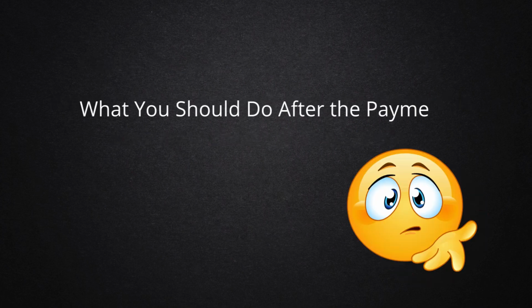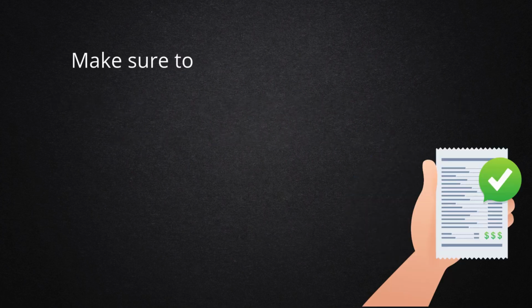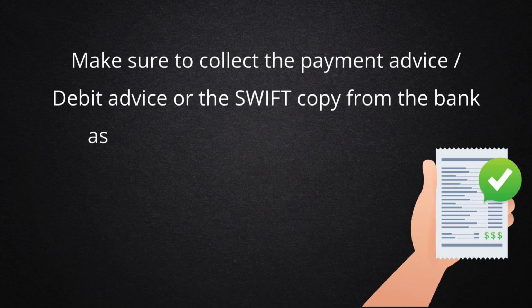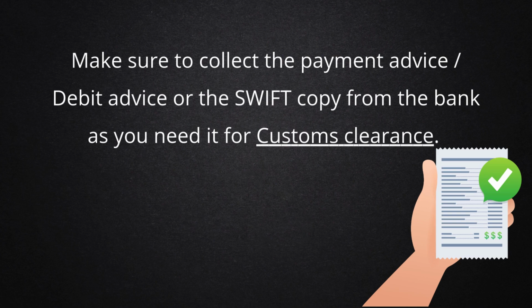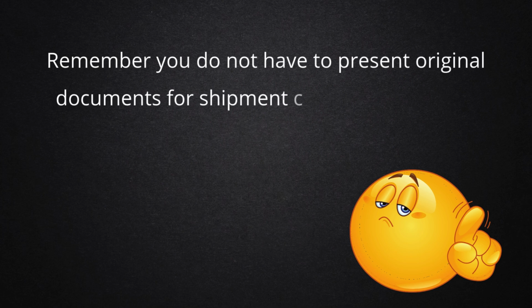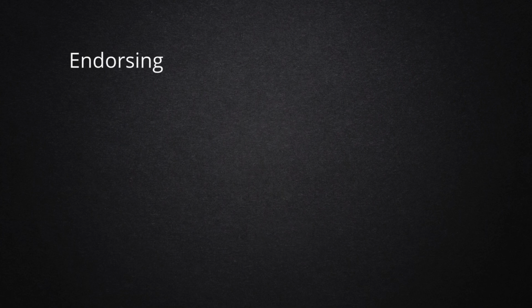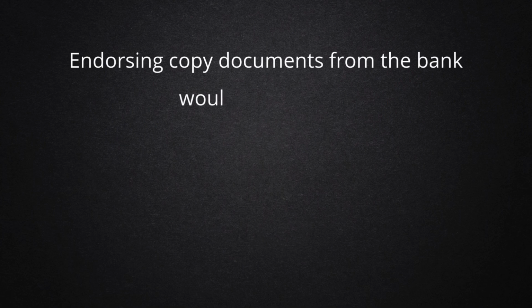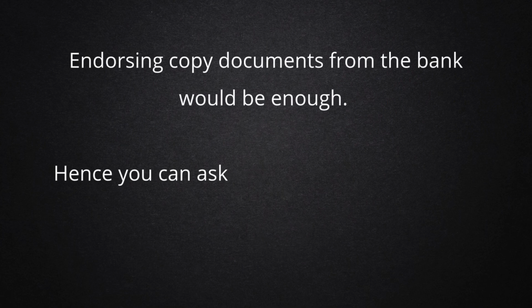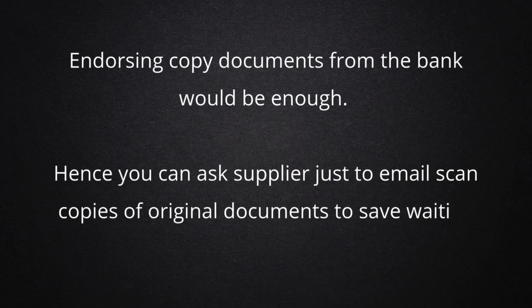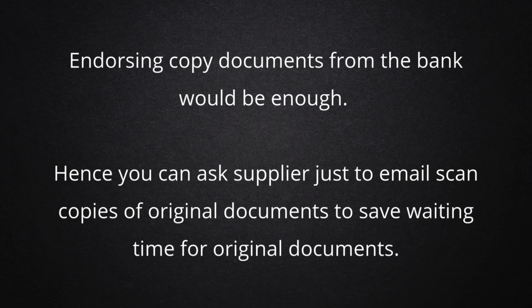What should you do after the payment? Make sure to collect the payment advice, debit advice, or the SWIFT copy from the bank as you need it for customs clearance. Remember, you do not have to present original documents for shipment clearance when the payment term is 100% advance. Endorsing copy documents from the bank would be enough. Hence, you can ask the supplier just to email scanned copies of original documents to save waiting time for original documents.